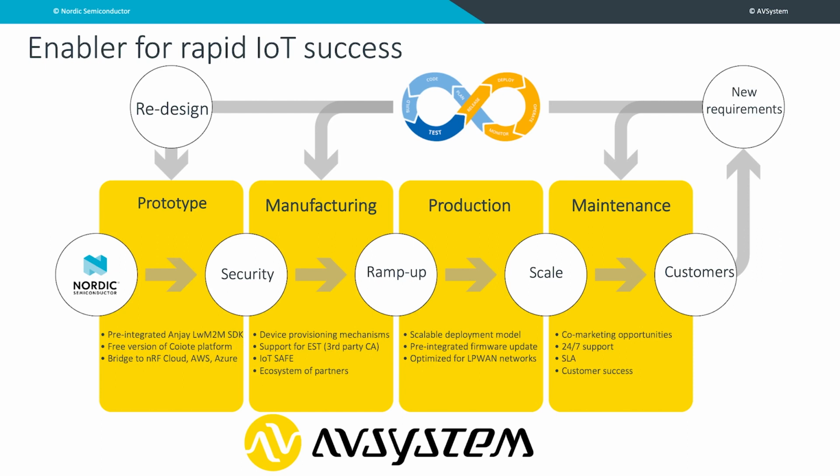We have a very well optimized firmware update process, pre-integrated, everything working out of the box, and the platform is optimized for LPWAN networks, so NB-IoT and LTE-M, to make sure that battery lifetimes are really long. And then finally, you are getting into the maintenance phase where you need to keep your solution running.